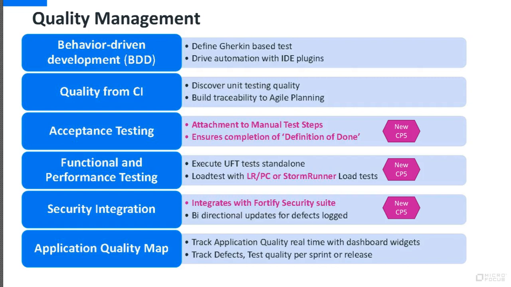also in ALM Octane. And all of this information, which is quality not only from an acceptance criteria, functional aspect, but also from a performance aspect and a security aspect, is captured in what we call the application map. It's a heat map in the dashboard that we'll demo a little bit later to give you a sense of how quality is being redefined in an agile context.